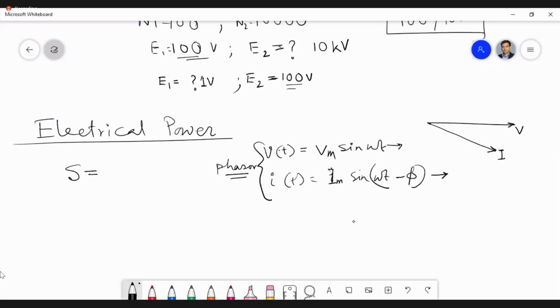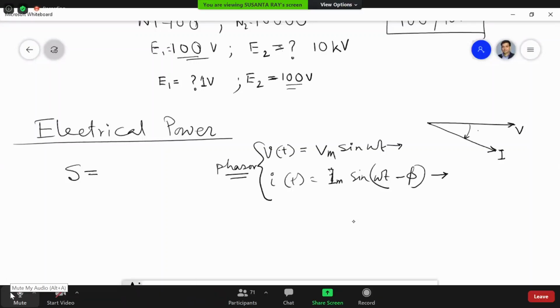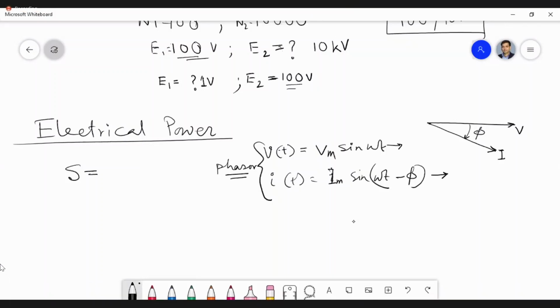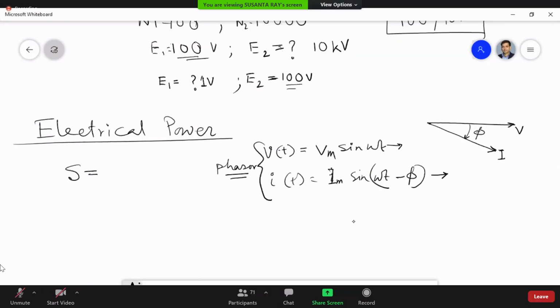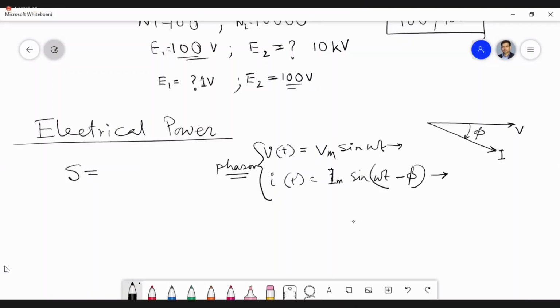And what is this angle? Angle is phi. Negative phi, yes. And why is it downward? Because the current is lagging.